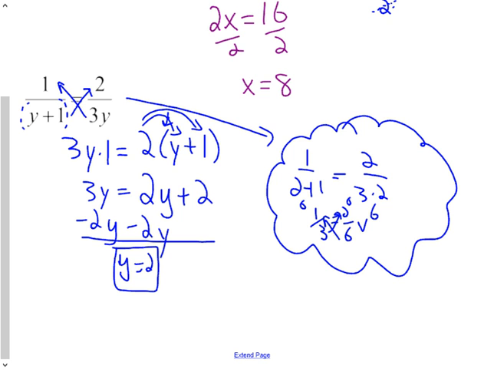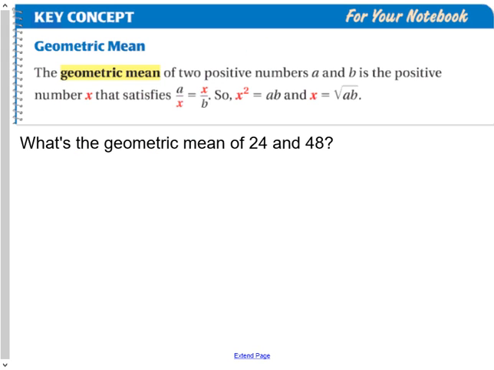If one is a larger number, that would mean the fractions aren't equal, and that number would be the larger fraction. The geometric mean of two positive numbers a and b is a positive number x such that a over x equals x over b. So x squared equals ab, and x equals the square root of ab. Generally I use this setup when we're solving. However, it does give me the formula.